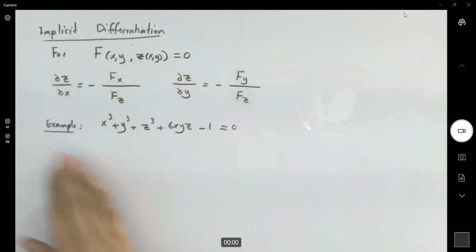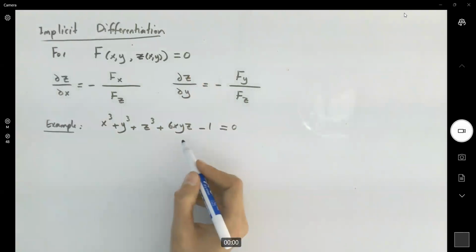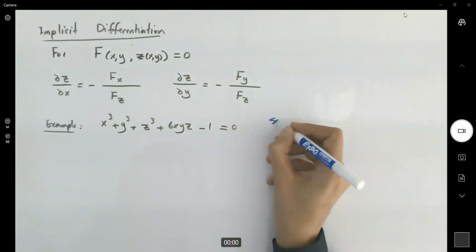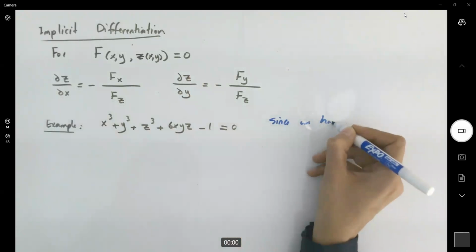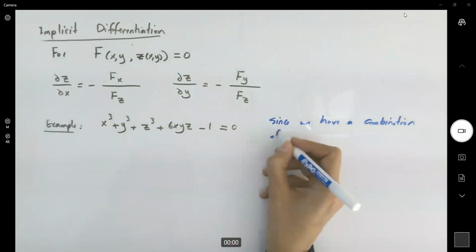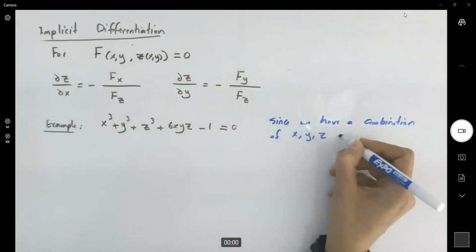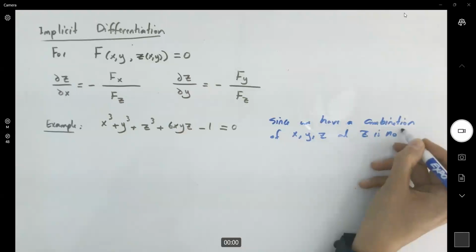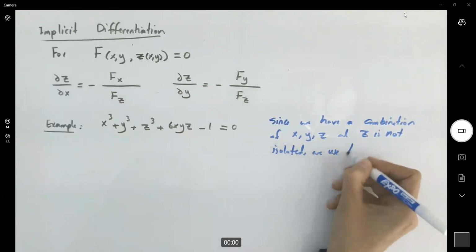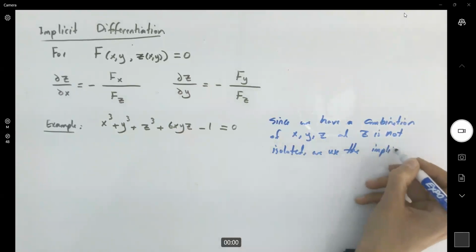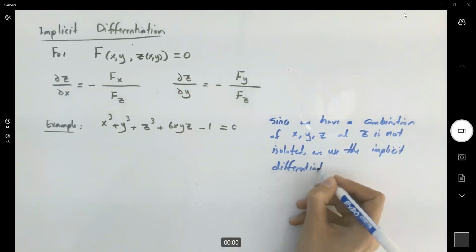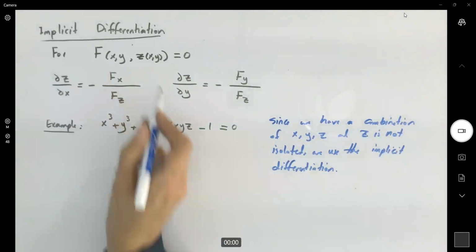Since there is a combination of x, y, and z, and you cannot isolate the z on one side, since we have a combination of x, y, z, and z is not isolated, we use the implicit differentiation. Okay, we have some nice formulas.